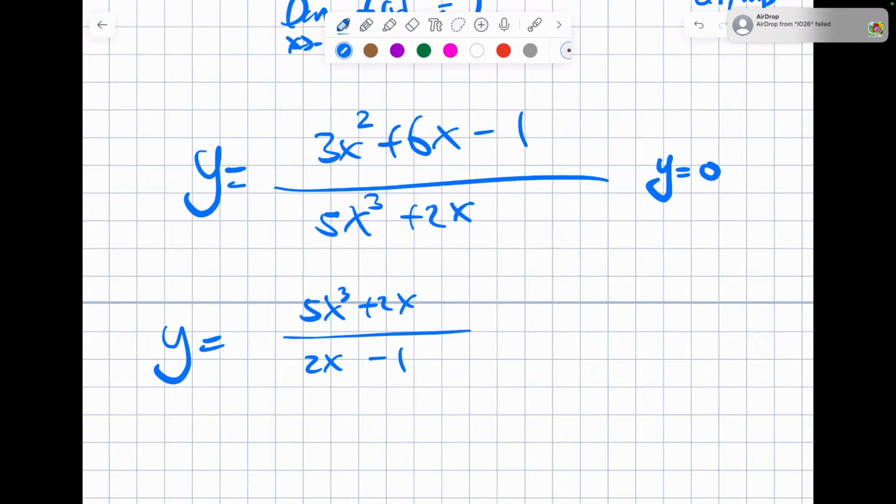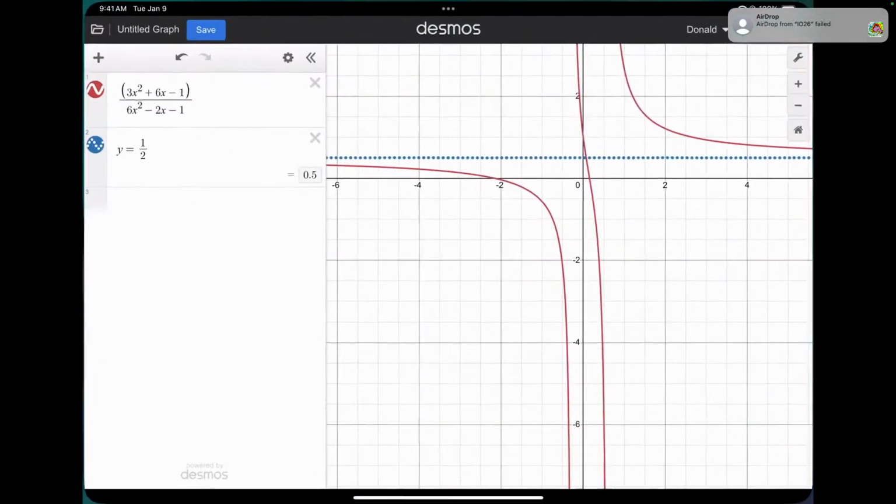Is there any horizontal asymptote here? No, there is no horizontal asymptote. And you can see it. Look at this: 5x cubed plus 2x over 2x minus 1.